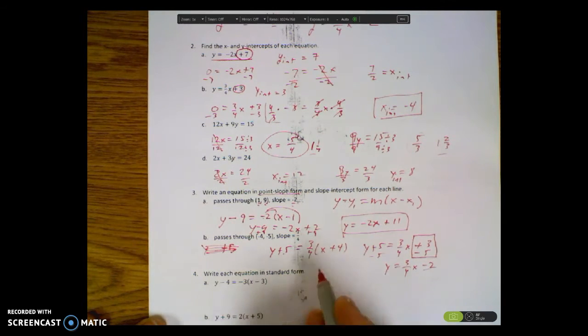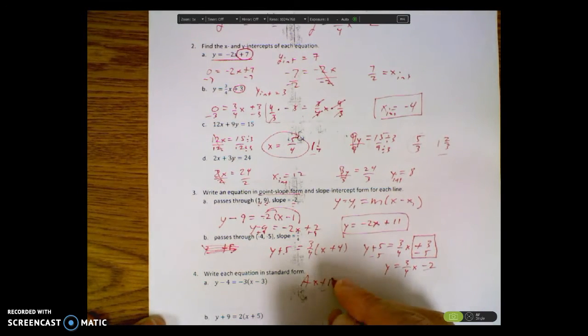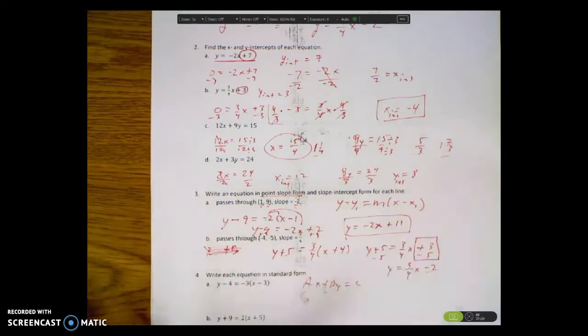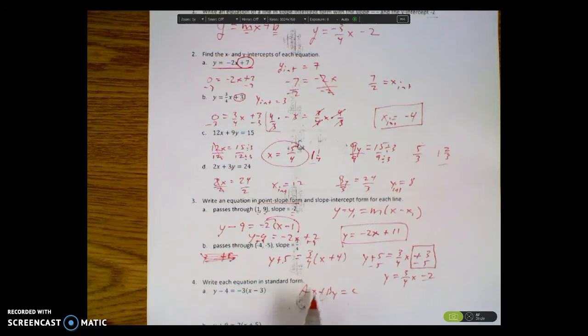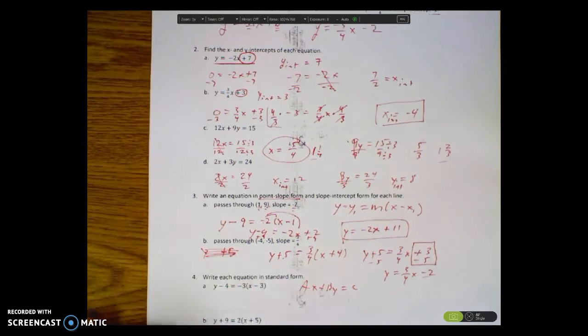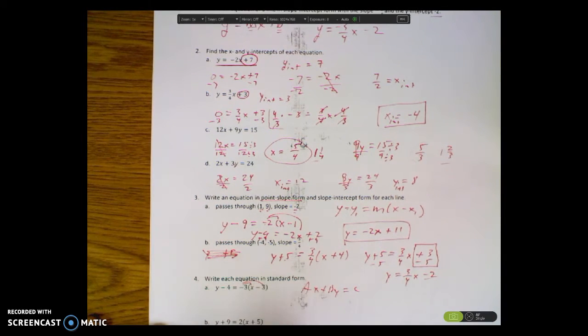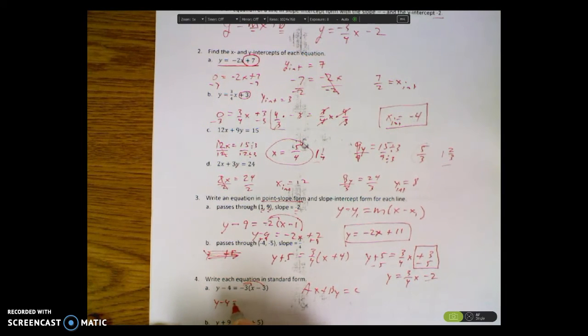Write each in standard form. Remember, standard form is ax plus by equals c, where a, b, and c have to be integers, no fractions. Okay, and a should be positive. So let's do that. What we need to do to this problem is distribute. So we have y minus 4 equals negative 3x plus 9.